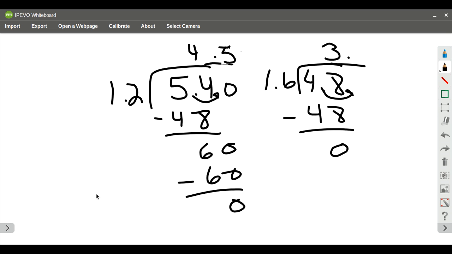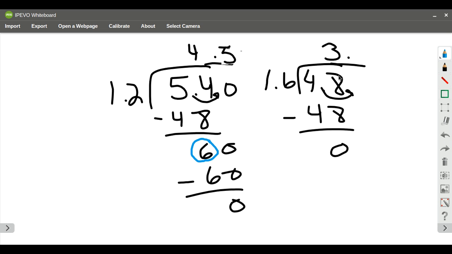Look at the work that Janie did. She said 12 was able to go into 54 4 times. She got 48 and had 6 left over. She'd already placed the decimal, so at that point she was able to put a value down because she had a remainder of 6. So this right here was a remainder of 6, and she didn't have anything else to bring down, so she added that 0.